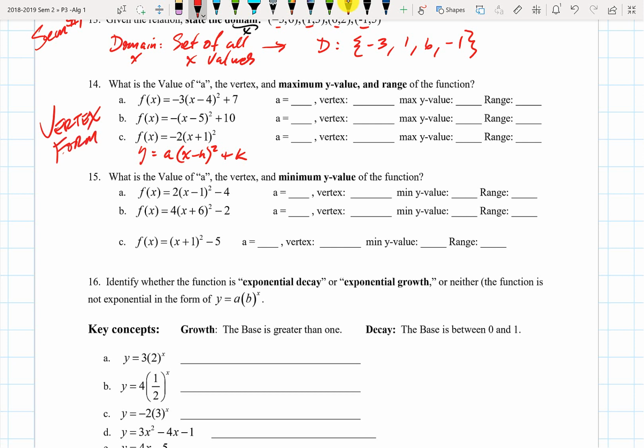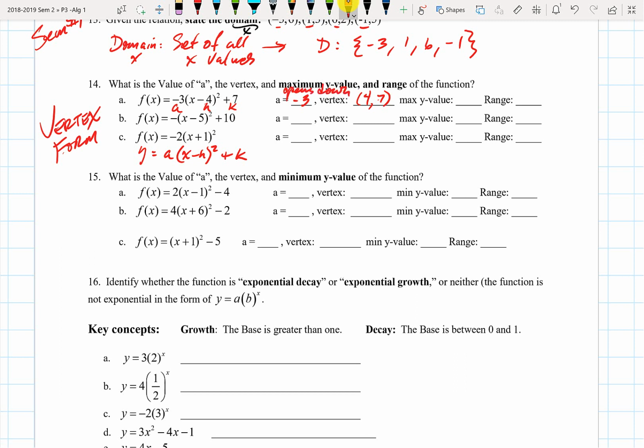Okay, so let's identify. This is a right here, this is h, and this is k. So a here is -3, vertex at (4, 7). Okay, a equals -3. That tells me that it opens down.